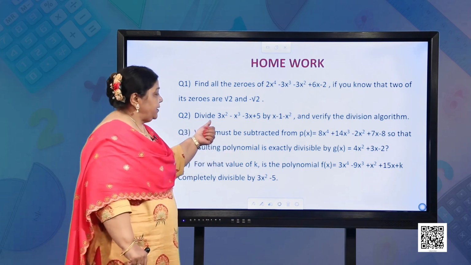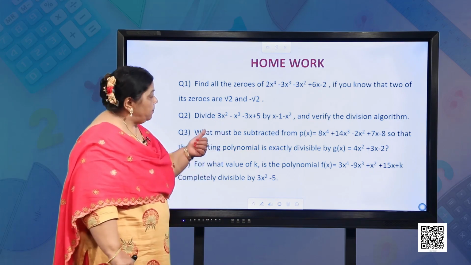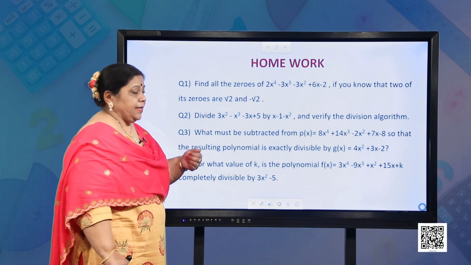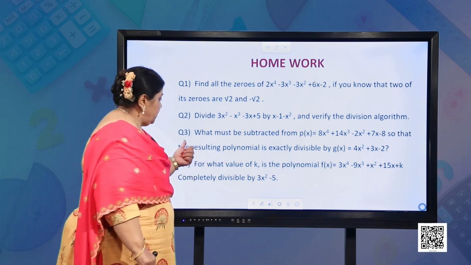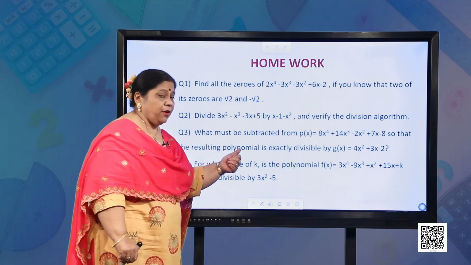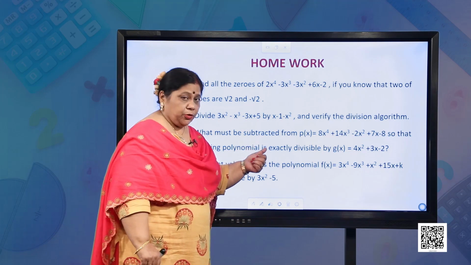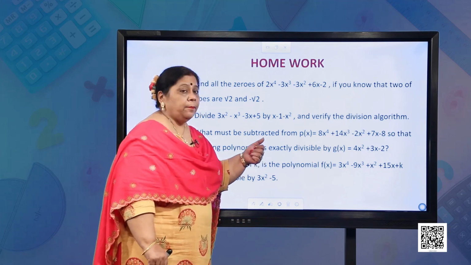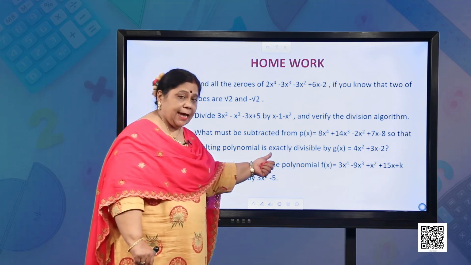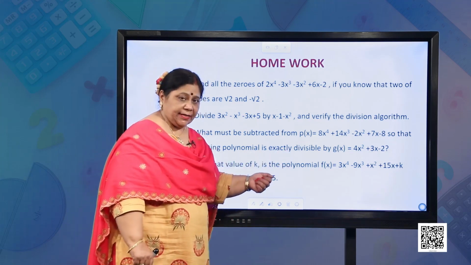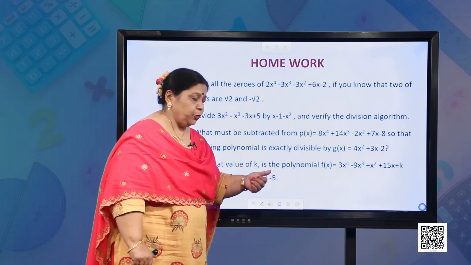Second question is divide 3x square minus x cube minus 3x plus 5 by x minus 1 minus x square and verify the division algorithm. Question number 3, what must be subtracted from p of x is equal to 8x to the power 4 plus 14x cube minus 2x square plus 7x minus 8 so that the resulting polynomial is exactly divisible by g of x, that is equal to 4x square plus 3x minus 2.